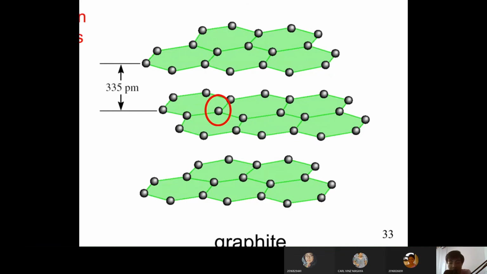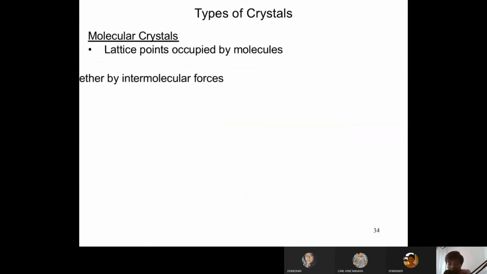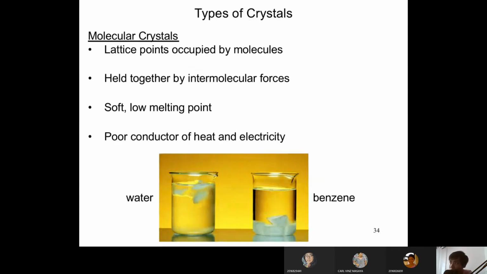Nakapatong sila layer by layer, no? So, kaya matibay yan. Next type of crystal would be molecular crystals. So, kung kanina sa ionic you have your ions, for covalent you have your atoms, for molecular crystal you have your molecules, no? So, molecules naman yung nandito. Okay? So, they are held together by intermolecular forces kasi nga molecules na yan, no? So, pwedeng may dipole-dipole, pwedeng may hydrogen bond, pwedeng may London dispersion.